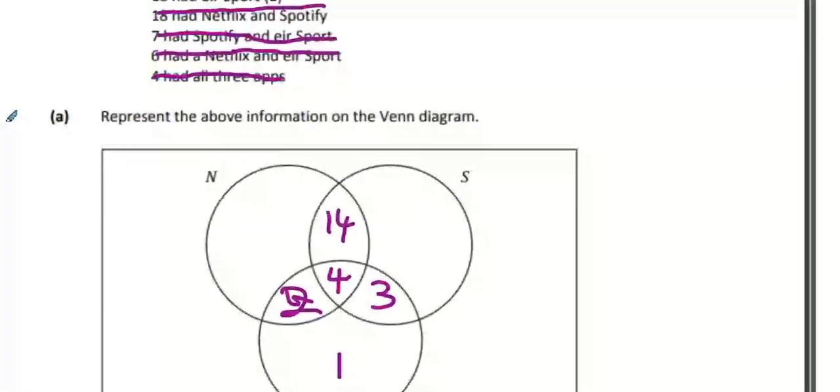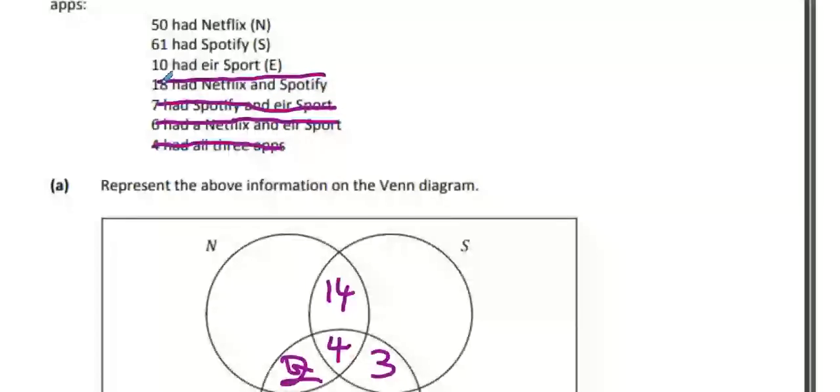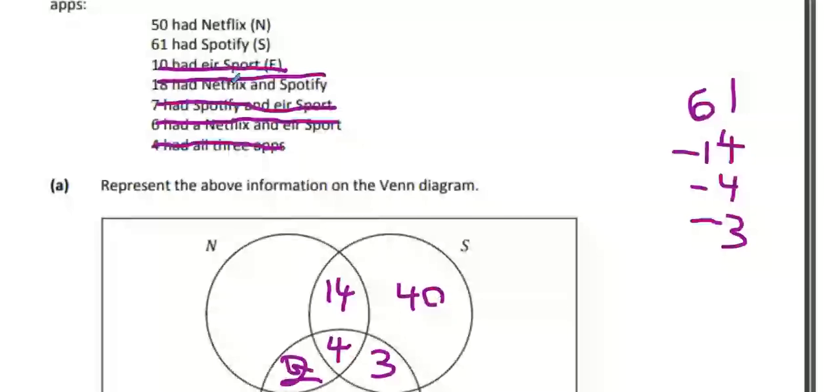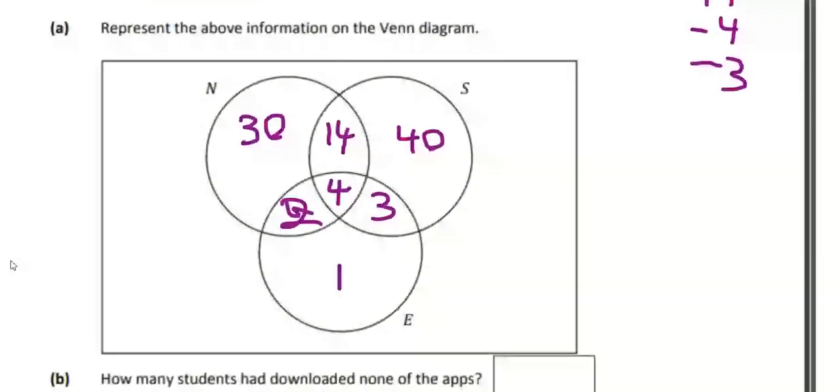Okay. How many had Spotify? 61. So 61 take 14. What's it else? Take 4, take 3. What did you say it was? 40. And then the last one, 50 had Netflix. 30 when you take it away. Excellent. That was easy. That was a bit too simple almost.